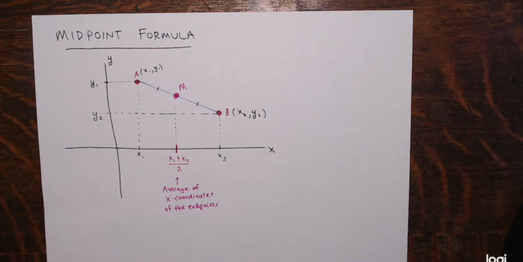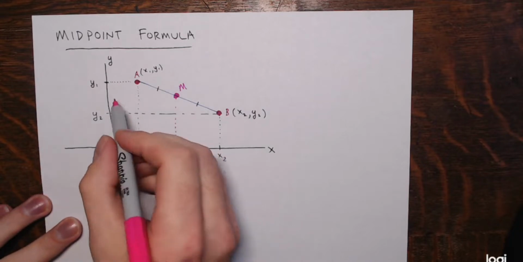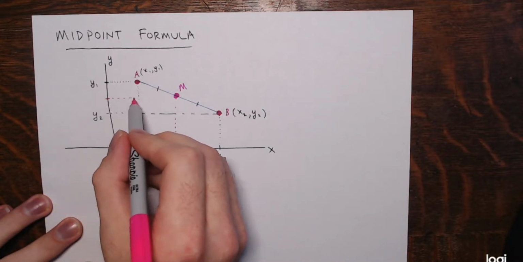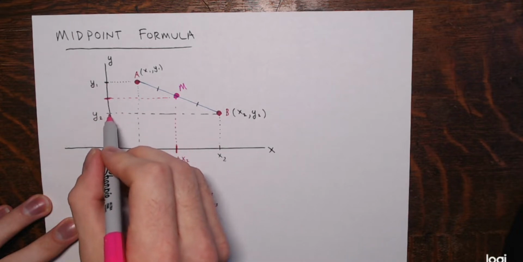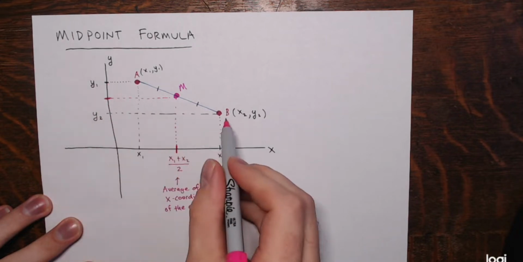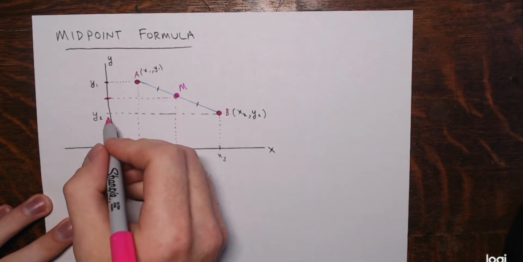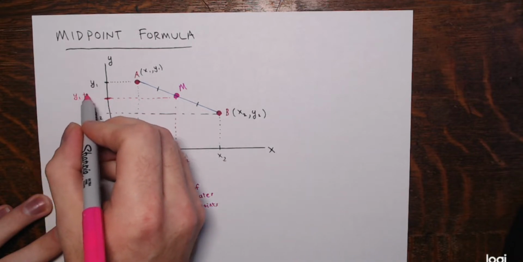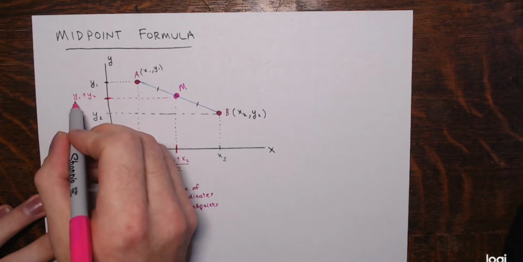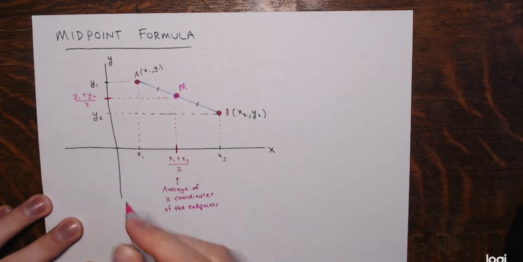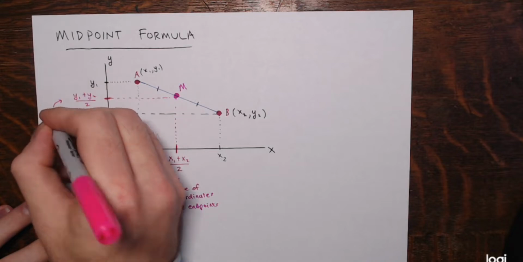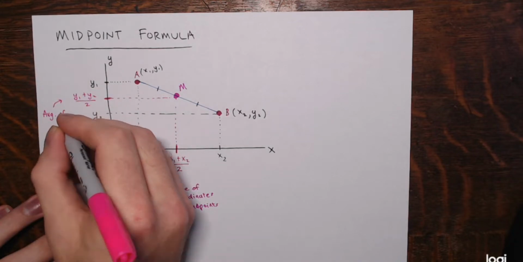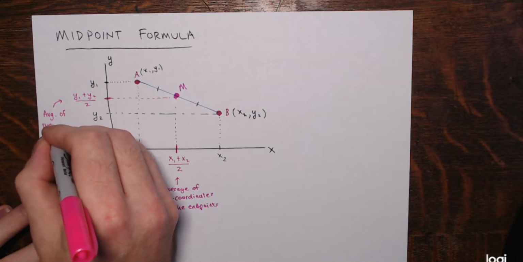And the same thing goes for the y-coordinates. If you want to know the y-coordinate of the midpoint, just simply find the average of the y-coordinates of the endpoints. So y1 and y2, the average would be y1 plus y2. Right? Add them up and then divide by 2. So again, this is just the average, I'll just put AVG, of the y-coordinates of the endpoints.